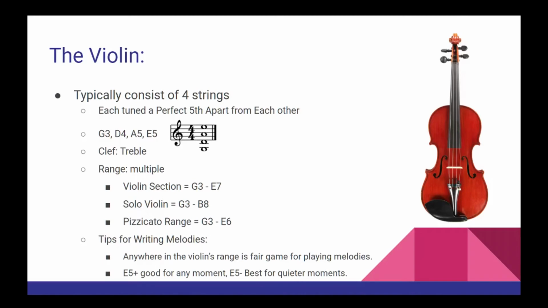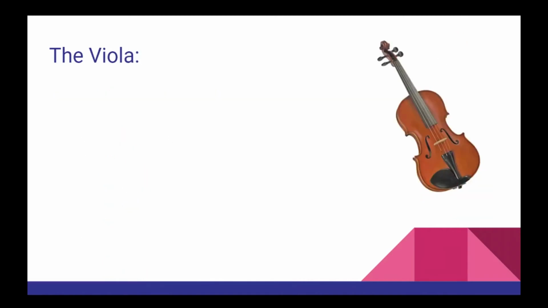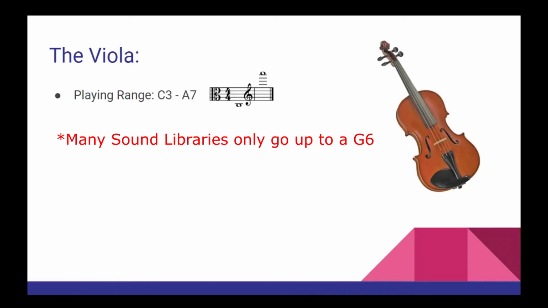And with that, we've discussed pretty much everything I wanted to cover with the violin in this video. So next up on our list is the viola. The viola looks like a slightly larger violin and shares much of the same range, playing anywhere from a C3 to an A7, which is the C an octave lower than the middle C, all the way up to an A that's a bit higher than an octave above the treble clef.